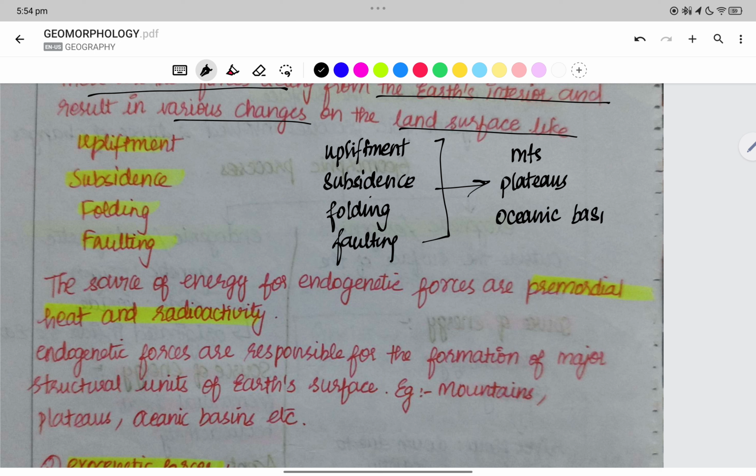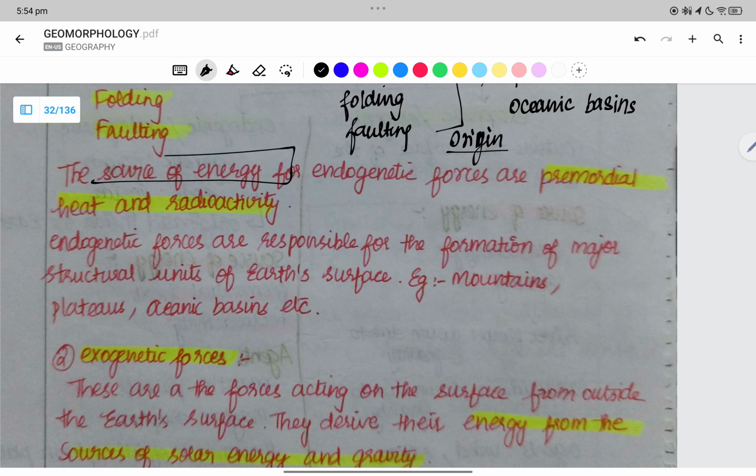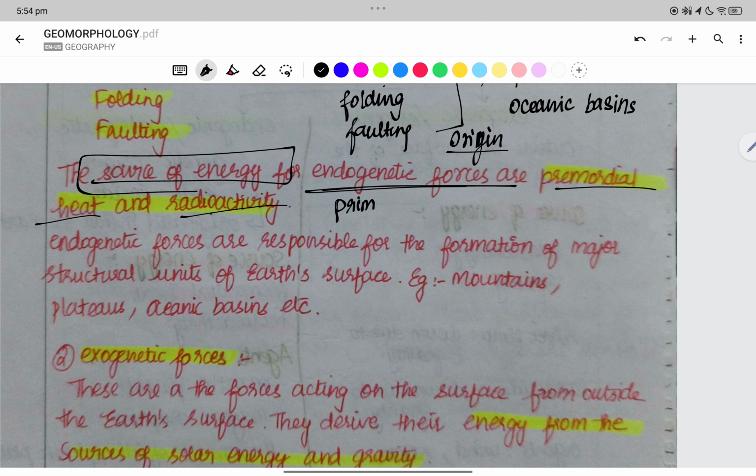The origin of the energy for the endogenetic forces is primordial heat and radioactivity. Primordial heat is the heat which was present during the creation of the universe or the solar system, and then we have radioactivity.